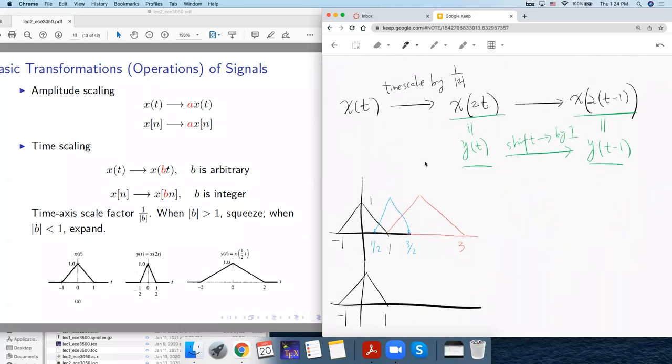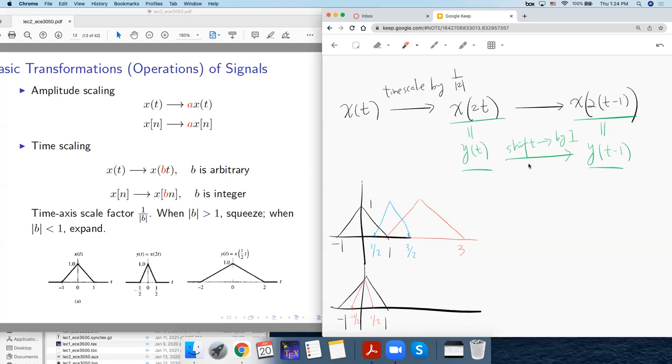So now we are doing time scaling first. Time scaling by 1/2. So we get a squeezed signal. Dividing everything by 1/2, we get this is negative 1/2, and this is 1/2. So this is a squeezed signal. And then we are shifting the signal to the right by only 1 unit. So negative 1/2 plus 1, you get 1/2. 1/2 plus 1, you get 3/2. So in the end, you end up with the same signal. Okay, so these are different orders of these operations, but end up with the same signal.